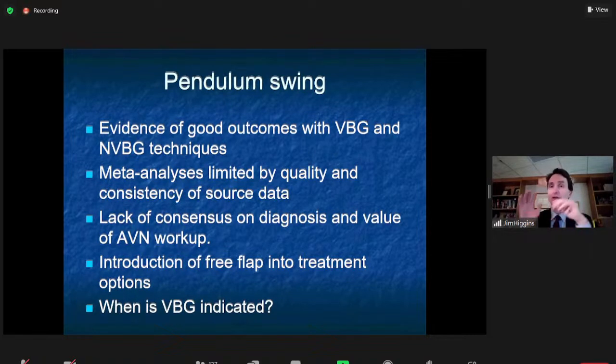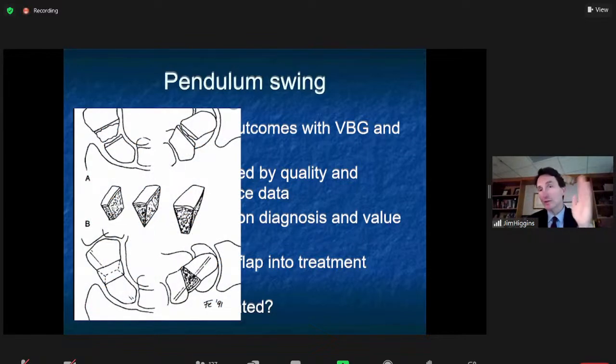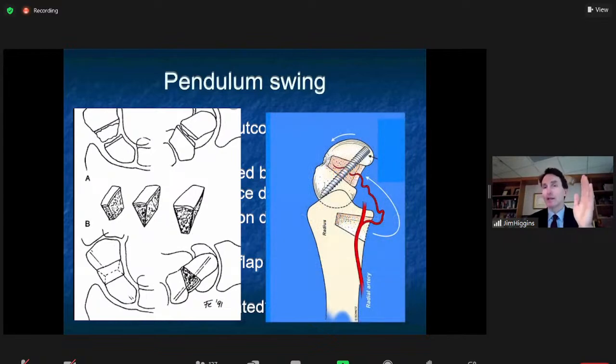So there's been a pendulum swing, I think, now, since we can't really reliably determine what AVN is. I think a lot of people are saying, well, hold on a minute, I'm not even sure when I should use vascularized bone grafting. And there's been a pendulum swing back towards non-vascularized bone grafting. And there is a role for it. And I think we all have to decide ourselves when we think it's indicated and when it's not.